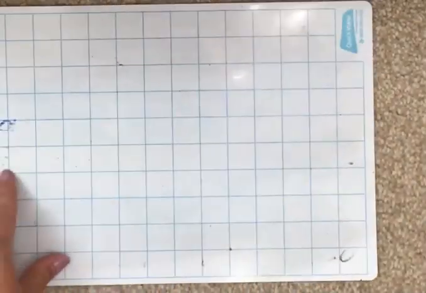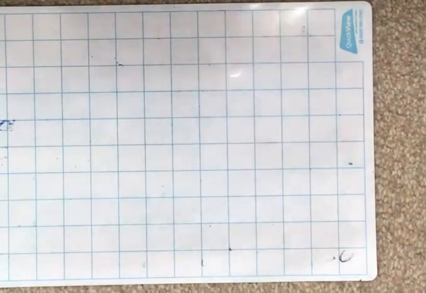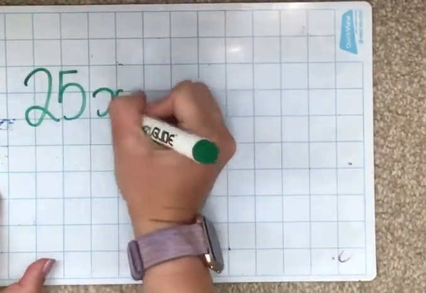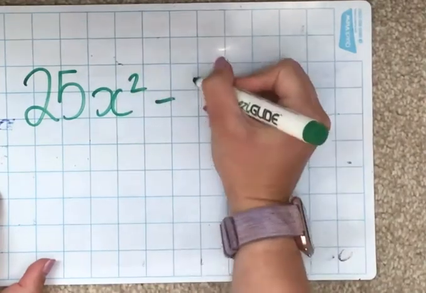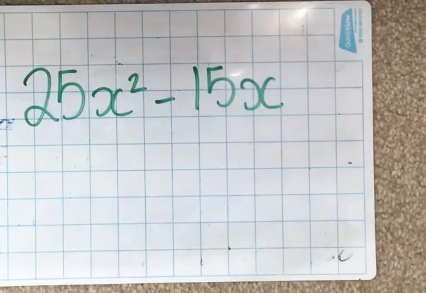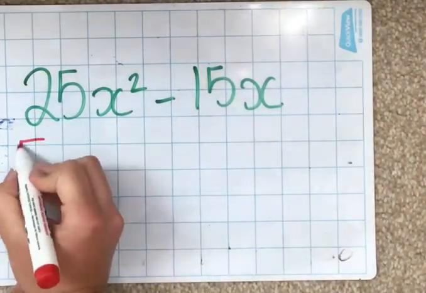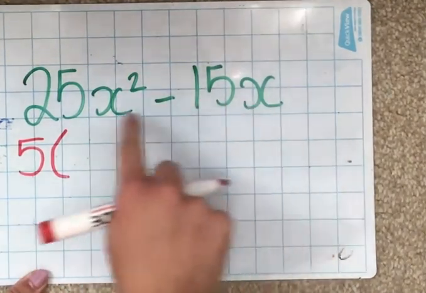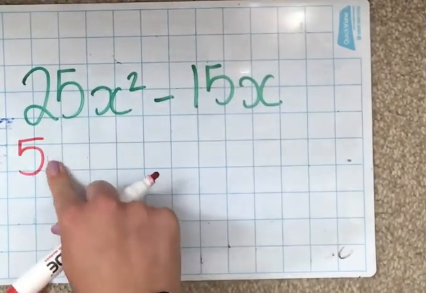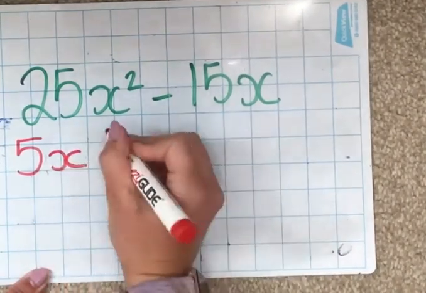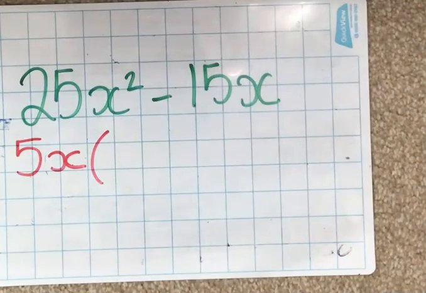So this time we will have a look at something like 25x squared minus 15x. Okay, so I'm staying with my common factor of 5. So they've got a common factor of 5, so I take that outside. Okay, they also both have an x in common. So I don't close my brackets there, or start my brackets. I also take out an x because they've got an x in common.